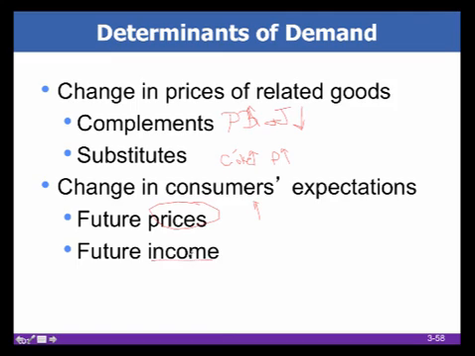Likewise, when our income changes, if I'm convinced that I'm going to get a raise in the future, then I'll buy more stuff today because I know that I'll be able to pay for it. Likewise, if I think that I might get a pay cut or I might lose my job, then all of a sudden I'm going to buy a lot less of things because I have to save my money today so that I don't run out when my income goes away.